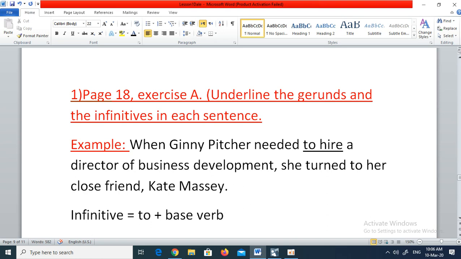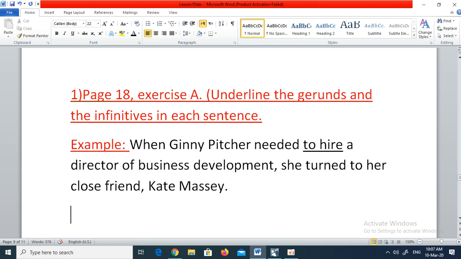For something to be an infinitive, it must be to plus the verb. To plus a noun, to plus a pronoun, to plus an adjective, those are not infinitives. An infinitive is to plus the base verb. Nothing else is an infinitive. So in this question, we have the infinitive to hire. There is no gerund because there is nothing ending with the ing.